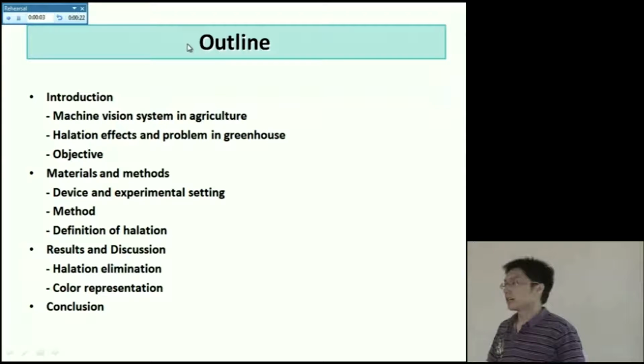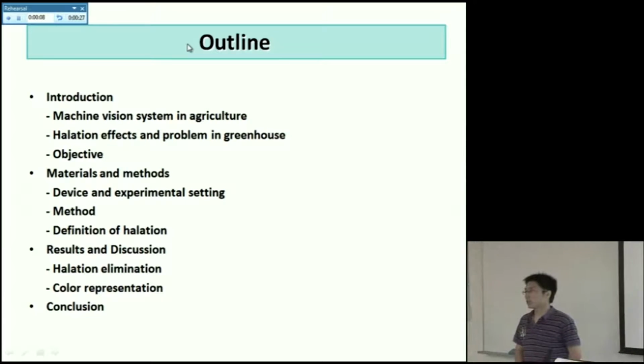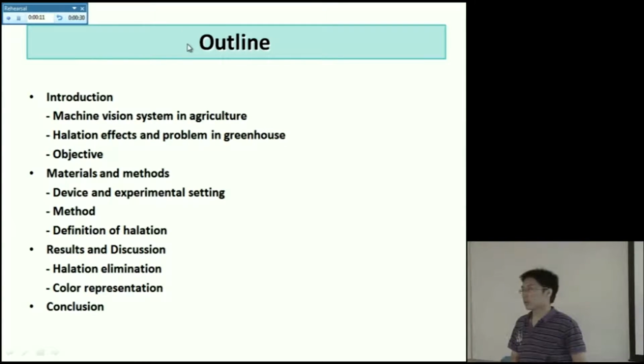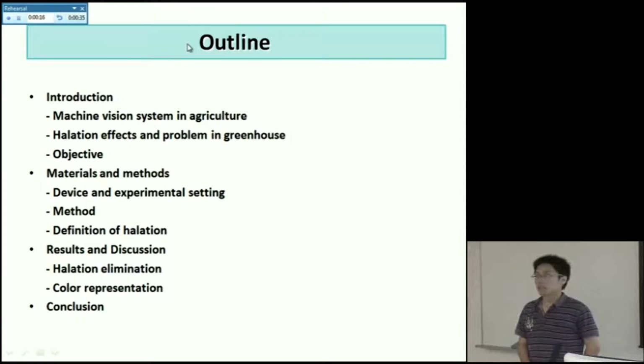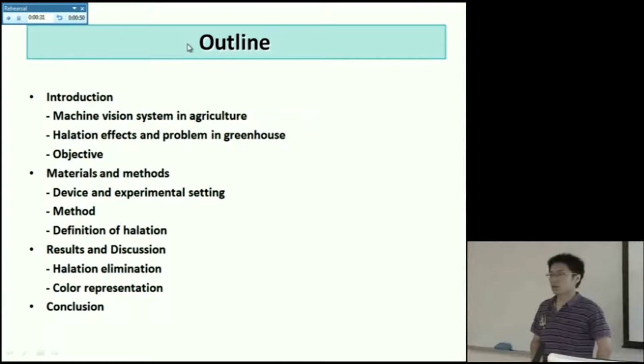This is my today's outline. In the introduction part, I will talk about the machine vision system in agriculture, and also halation effects and its problem in greenhouse, and the objective of my research. Next, in materials and method, I will talk about the device and experimental setting, and the method, and also definition of halation in my research. Thirdly, I will talk about the results and discussion. I will talk about the halation elimination effect, and also the color representation improvement. Finally, I will make a conclusion.